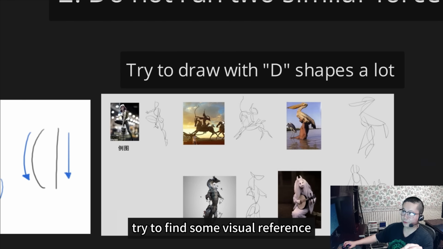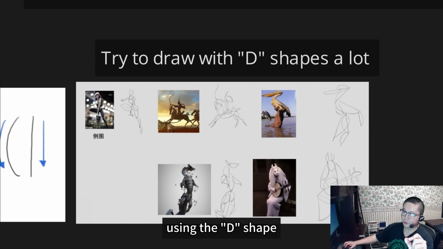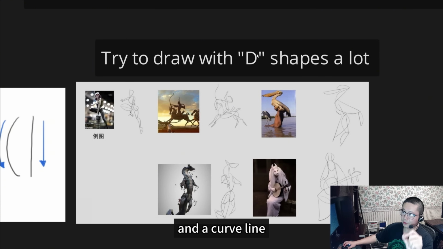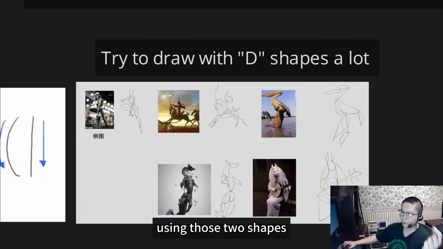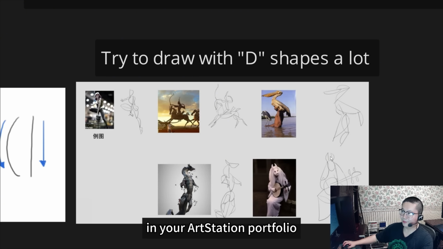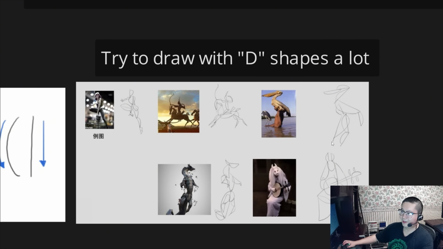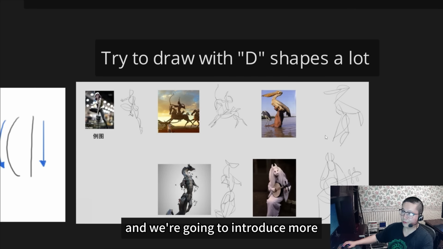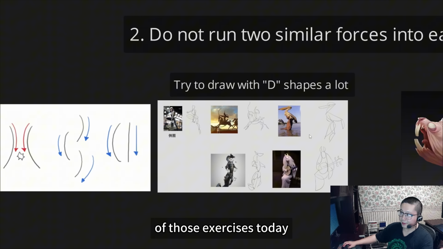Try to find some visual reference and draw those references using the D shape, because the letter D is naturally a straight line and a curved line. And the thing is, you can draw pretty much everything using those two shapes, D only. And that will give you some interesting design. And of course, you cannot really post those into your Artstation portfolio, but they are a really good warm-up exercise. And we're going to introduce more of those exercises today.